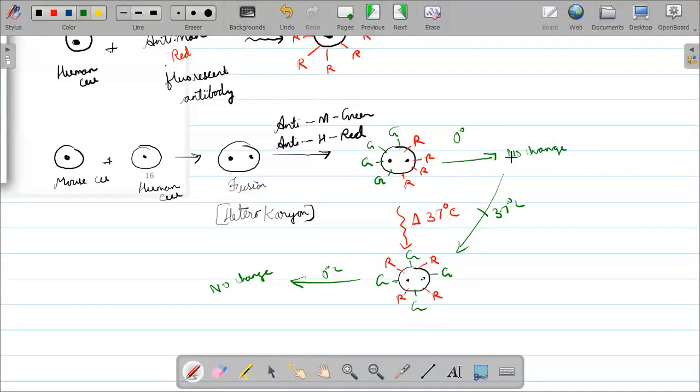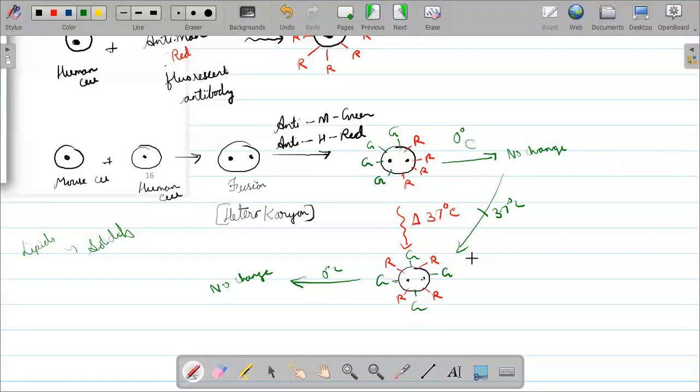Sir, I guess at 0 degrees Celsius there was no supply of any heat energy, and at 37 degrees Celsius they applied some heat energy. Okay, to help you understand, take some oil and keep it refrigerated, maybe coconut oil. What will happen? It will solidify, right? Proteins will not solidify, but lipids can solidify. That is why when I kept it at 0 degrees Celsius, there was no change.